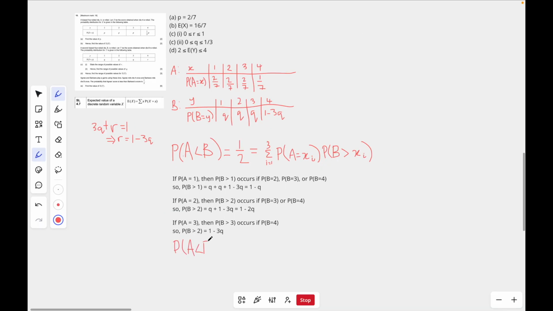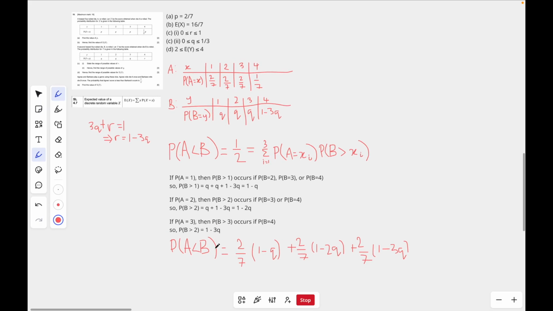This will be 2 over 7 times 1 minus q, plus 2 over 7 times 1 minus 2q, plus 2 over 7 times 1 minus 3q. Factorizing the 2 over 7 out, and simplifying the brackets results in 2 over 7 times 3 minus 6q, which when we expand the brackets yields (6 minus 12q) over 7.